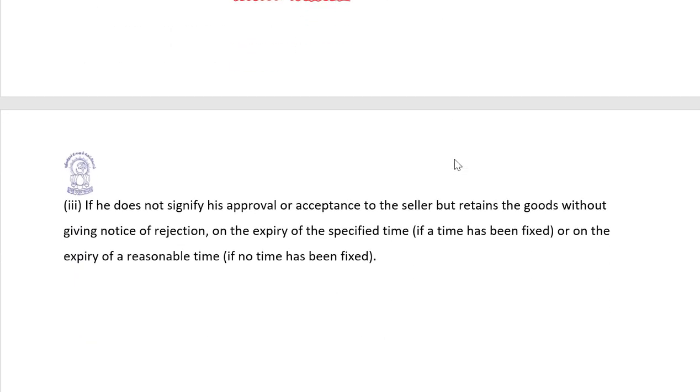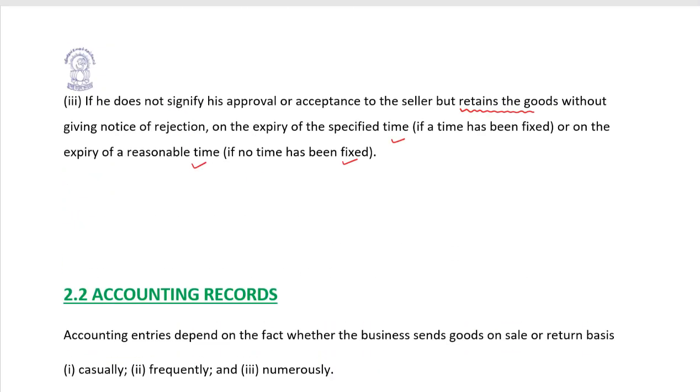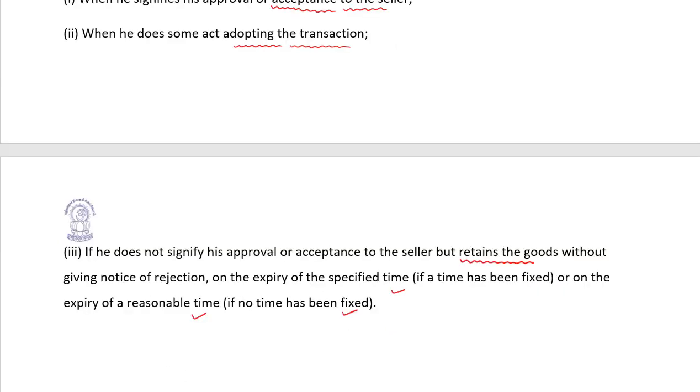Third, if he does not signify his approval or acceptance to the seller but retains the goods without giving notice of rejection on the expiry of the specified time, if a time has been fixed, or on the expiry of a reasonable time if no time has been fixed. I believe you understood till here. Let us continue.